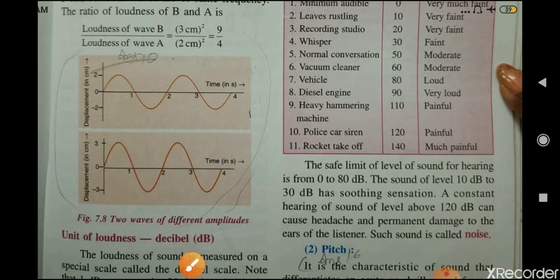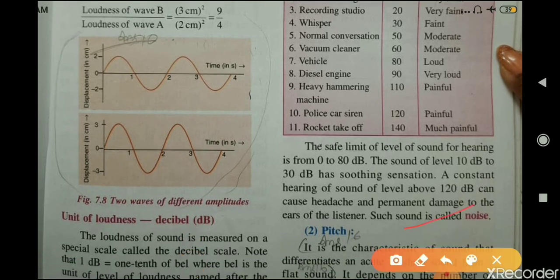Okay, so this is all for today. This characteristic we studied was loudness. What you have to do in homework is read this lesson up to here, so it will be more clear to you, and I will give further explanation in the next video.